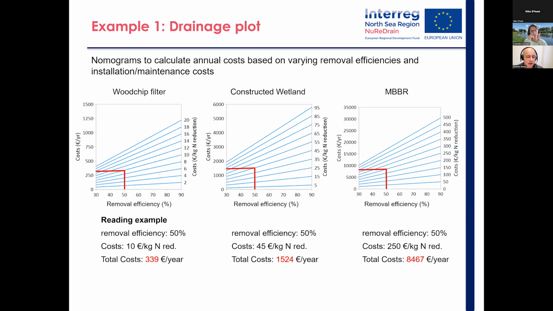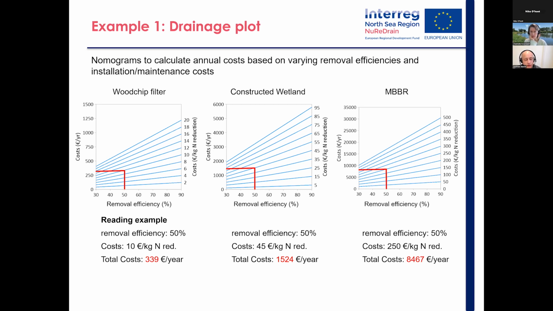With this information, you can calculate some scenarios, a kind of nomograms, to calculate the annual costs based on varying removal efficiency and installation or maintenance costs, so that you have an idea of the costs under varying boundary conditions. So here you see three figures: for the wood chip filter on the left, the constructed wetlands in the middle, and the MBBR, the moving bed bioreactor, at the right-hand side.